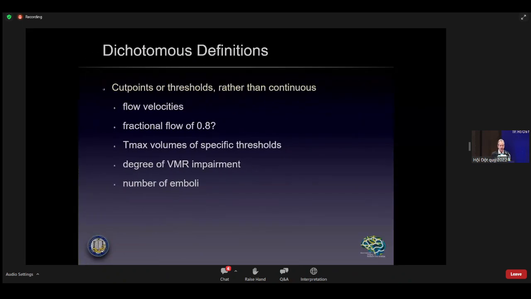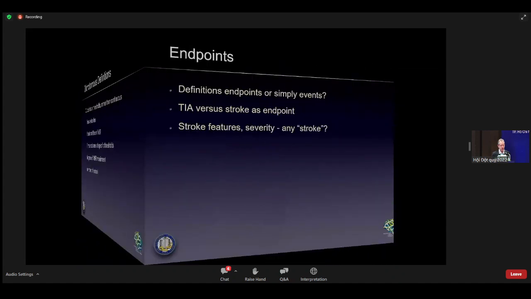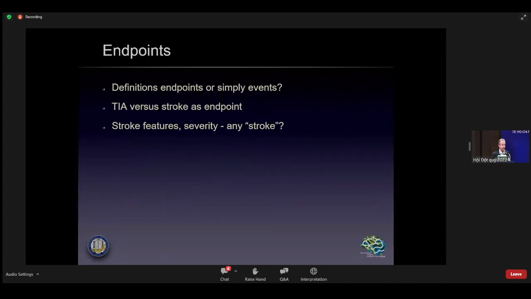The other problem that we had is, again, with the definitions, in terms of how we define what's normal versus abnormal, what we call dichotomous definitions. When we look at flow velocities in a stenosis, what defines normal versus abnormal? Even with computational fluid dynamics and advanced methods, is the fractional flow reserve of 0.8 the right threshold? Tmax perfusion that I showed you a few minutes ago, what is normal versus abnormal? A lot of these definitions are not very well understood at all.